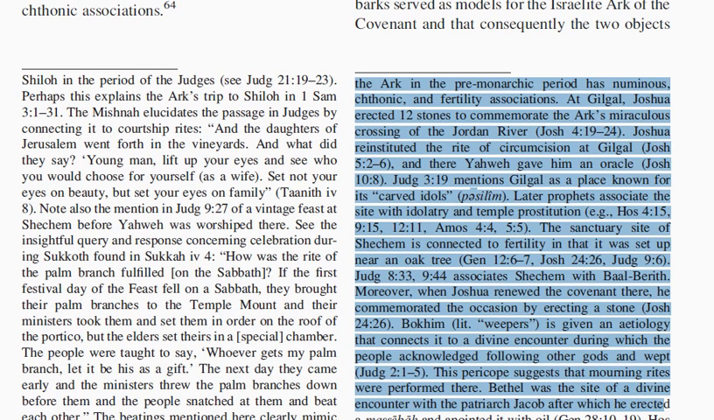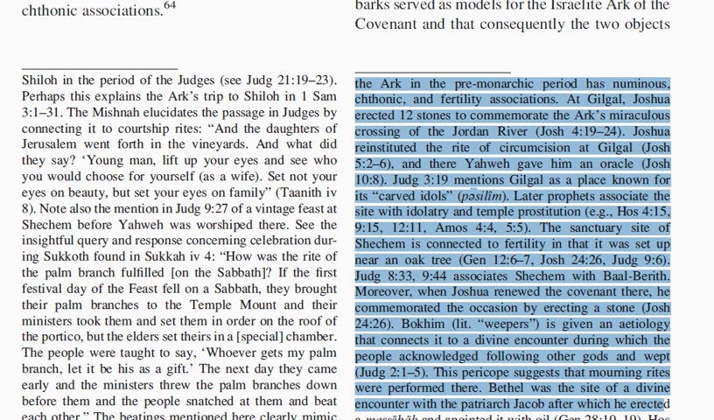At Gilgal, Joshua erected 12 stones to commemorate the ark's miraculous crossing of the Jordan River. Joshua chapter 4 verses 19 to 24. Joshua reinstated the rite of circumcision at Gilgal. Joshua 5:2 to 6. And therefore Yahweh gave him an oracle. Joshua 10:8. Judges 3:19 mentions Gilgal as a place known for its carved idols. Later prophets associate the site with idolatry and temple prostitution, e.g. Hosea 4:15, 9:15, 12:11, Amos 4:4, 5:5.